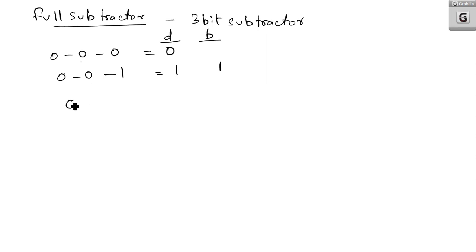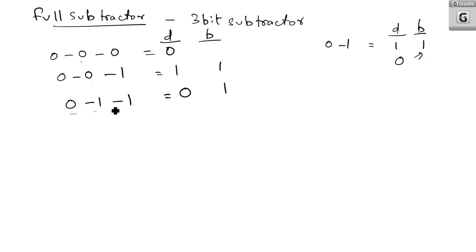Again, if you have 0 minus 1 minus 1, what is it? 0 minus 1 is 1 with a borrow of 1. That 1 should again be subtracted from 1, so the difference becomes 0 and the borrow remains. So for 0 minus 1 minus 1, the difference is 0 and the borrow is 1.